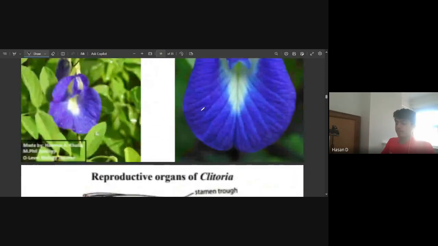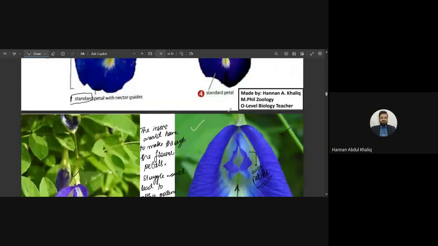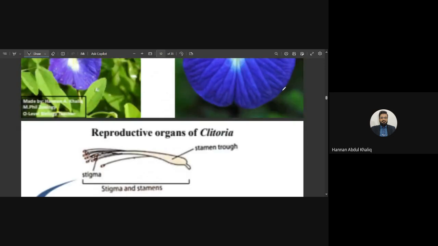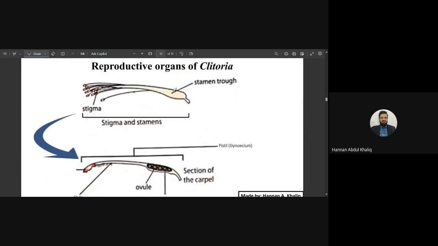Yes. Then moving a bit more inside the keel petals, you would find that the keel petals are hiding this particular stamen trough. Why we are saying that this is a stamen trough, this is a very strange thing, because in this stamen trough you would find the stamen that is a male part, as well as the stigma that is a female part. So all these are stamens. You can say the thicker parts are anthers. These are anthers, and over here somewhere you would find the stigma, the female part.